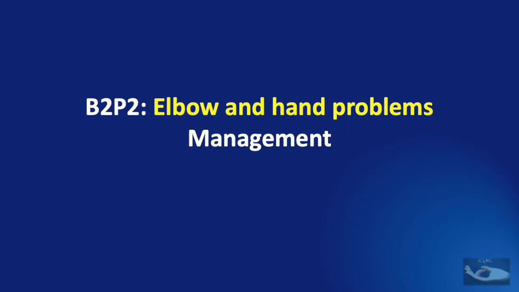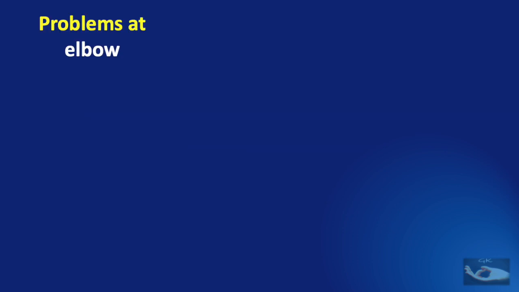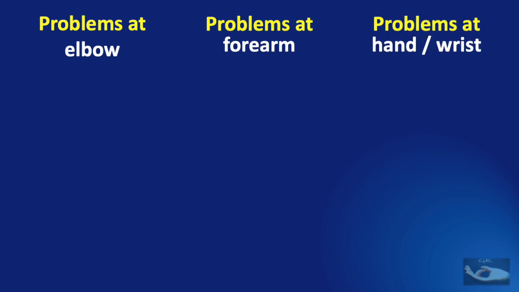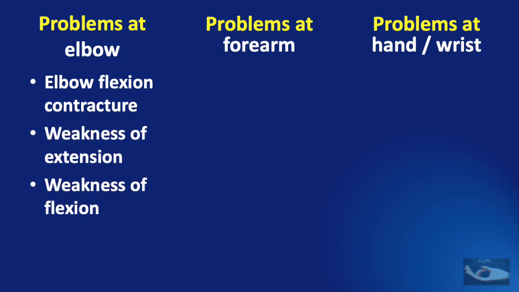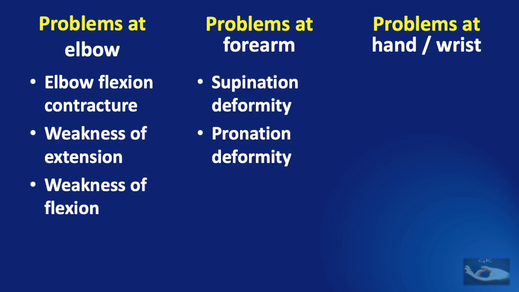When we need to talk about the management of elbow and hand problems in birth brachial plexus palsy or BBPP, we need to look specifically at problems at the elbow, problems at the forearm and problems at the hand and wrist. And when we talk about problems at the elbow, we are talking about three main problems: elbow flexion contracture, weakness of extension and weakness of flexion at the elbow. And when we talk about problems at the forearm, we are talking about two problems: supination deformity and pronation deformity.